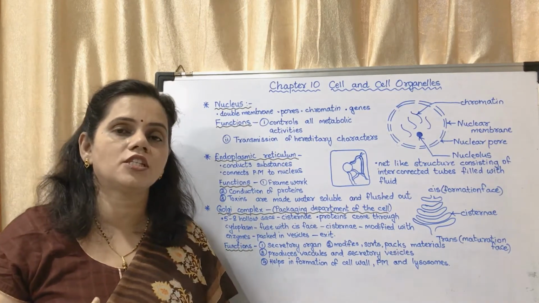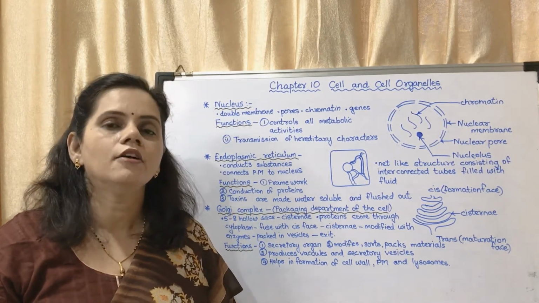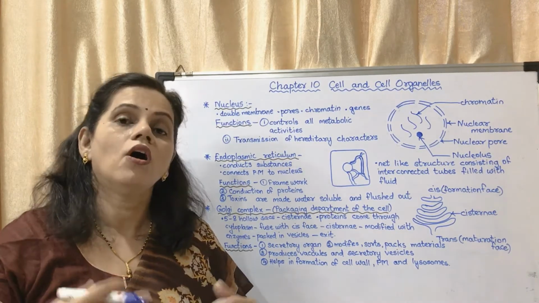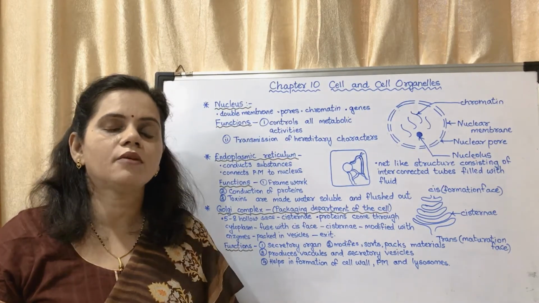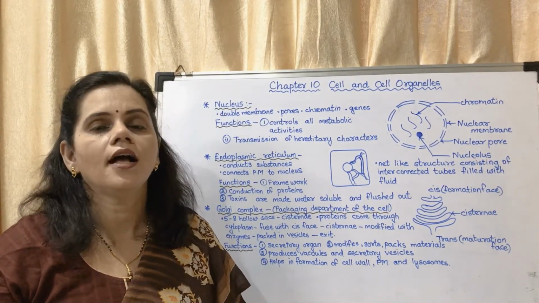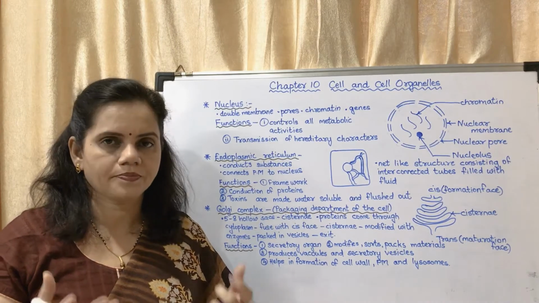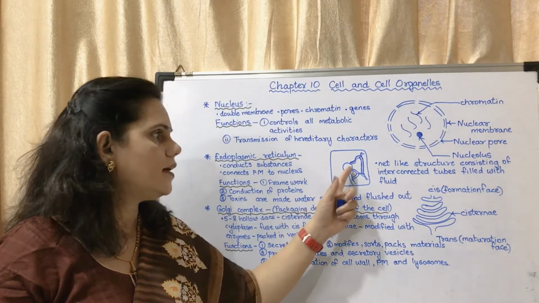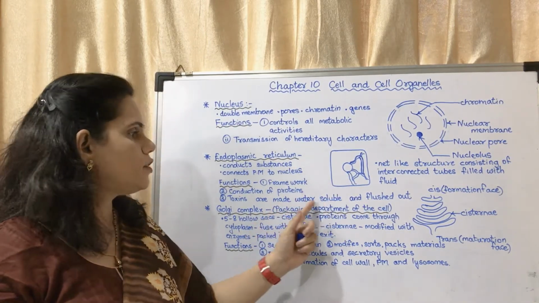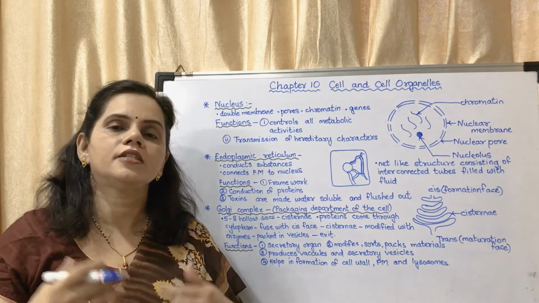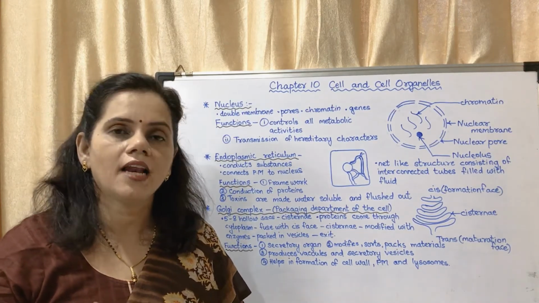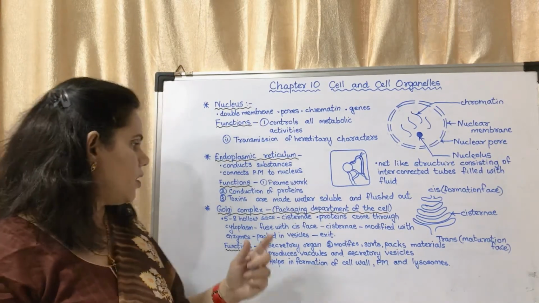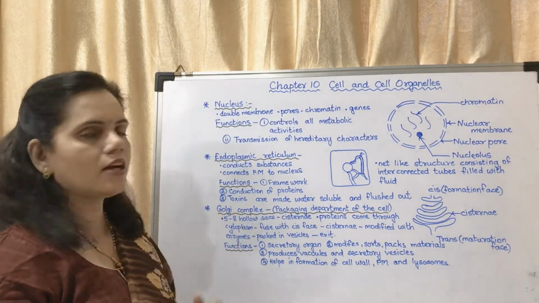Now what are toxins? Toxins are poisonous substances which are formed inside the cell due to several chemical reactions, or if we are eating some food which is poisonous, that poisonous material is taken up by the endoplasmic reticulum. It is made water soluble and it is flushed out of the body. So it helps us from getting poisoned. Now the next is Golgi complex.